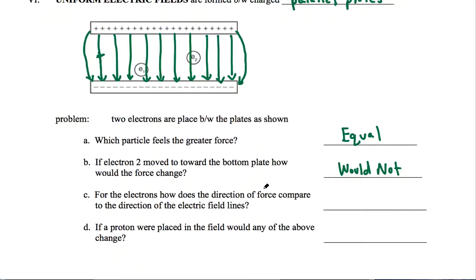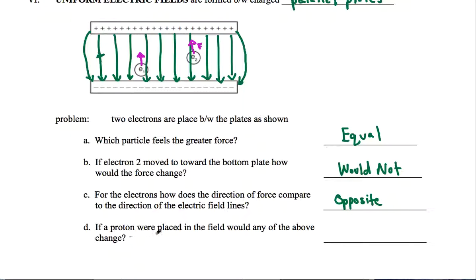For the electrons, how does the direction of the force compare to the direction of the electric field? Okay, notice that the electric field is going down, but the electric force on these charges is going to be moving in the upward direction, because it's going to be attracted towards the positive plate. So the electric field lines go in the opposite direction as the force. So we're going to say that they go opposite to one another.